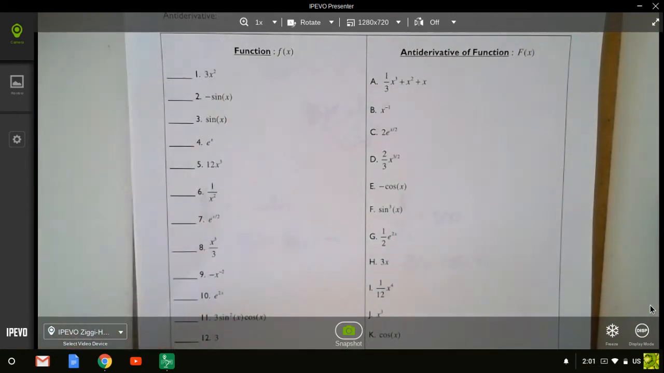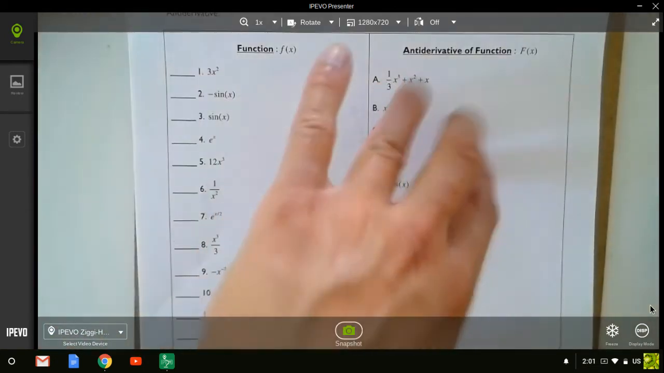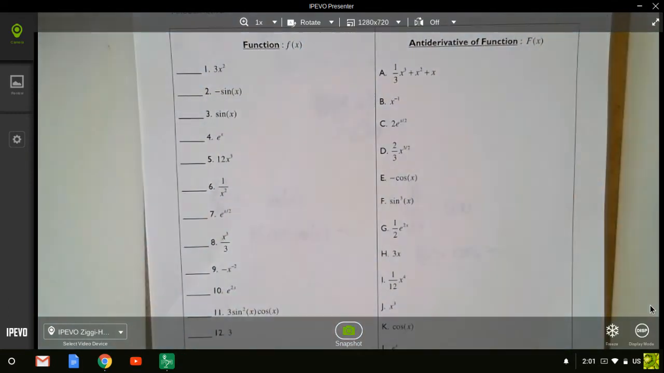So let's do some matching here. Here's the function, and here are the sides of the antiderivatives. Can you solve for the antiderivatives, okay? Don't forget about the chain rule. There's a chain rule to follow as well.